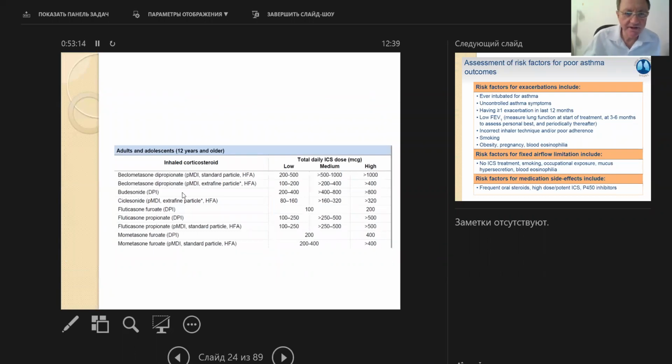And in this slide, you can see corticosteroids in low, medium, and high dosage. The modern corticosteroids, mometasone and fluticasone, are more preferable, but budesonide and beclomethasone have a very long history of use for treatment of patients with bronchial asthma. All these drugs have great impact for treatment of bronchial asthma and help you to reach control in more than 80% of patients and more.